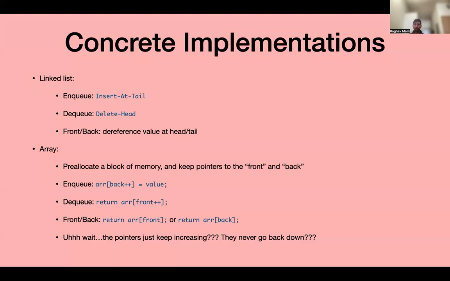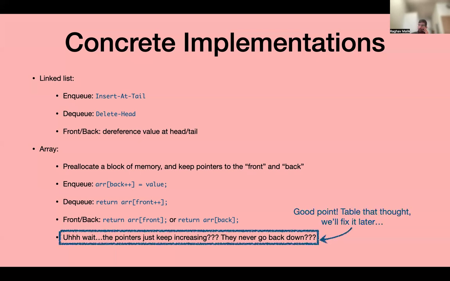But I think maybe you're getting at the issue here, which is that these pointers just keep increasing, right? They never go back down. If the only thing I'm doing to front is incrementing it, and the only thing I'm doing to back is incrementing it, then at some point both of those are going to go off the end of the array, even if my queue isn't full. And we'll come back to that.